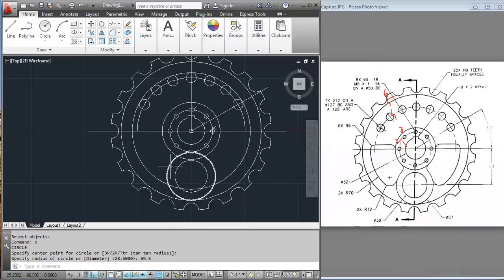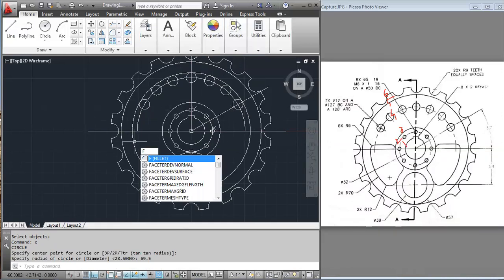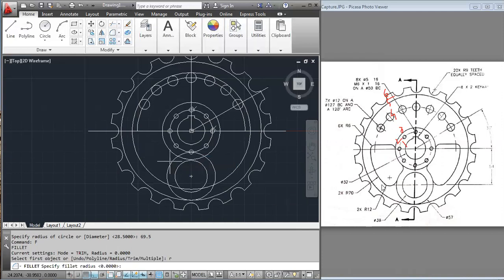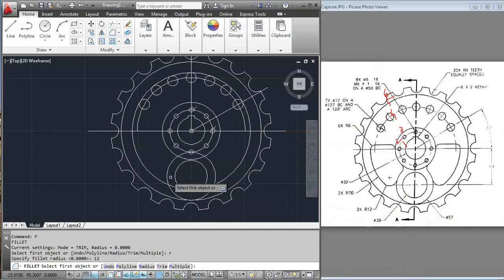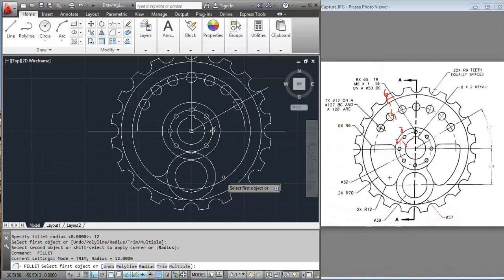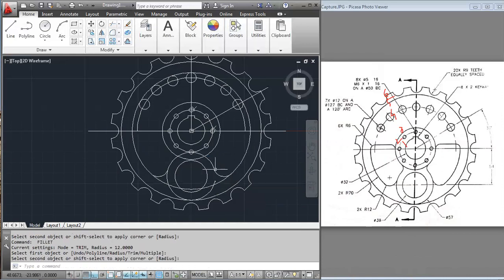So I can use fillet from here to here. Let's just use fillet. F for fillet, enter. Now it will ask for radius, R, enter. The radius is how much? Radius is 12 over here, and over here the radius is 12. So R would be 12, enter. From here to here it should be 12. Similarly, from here to here it should be 12 as well. So this radius has been drawn.